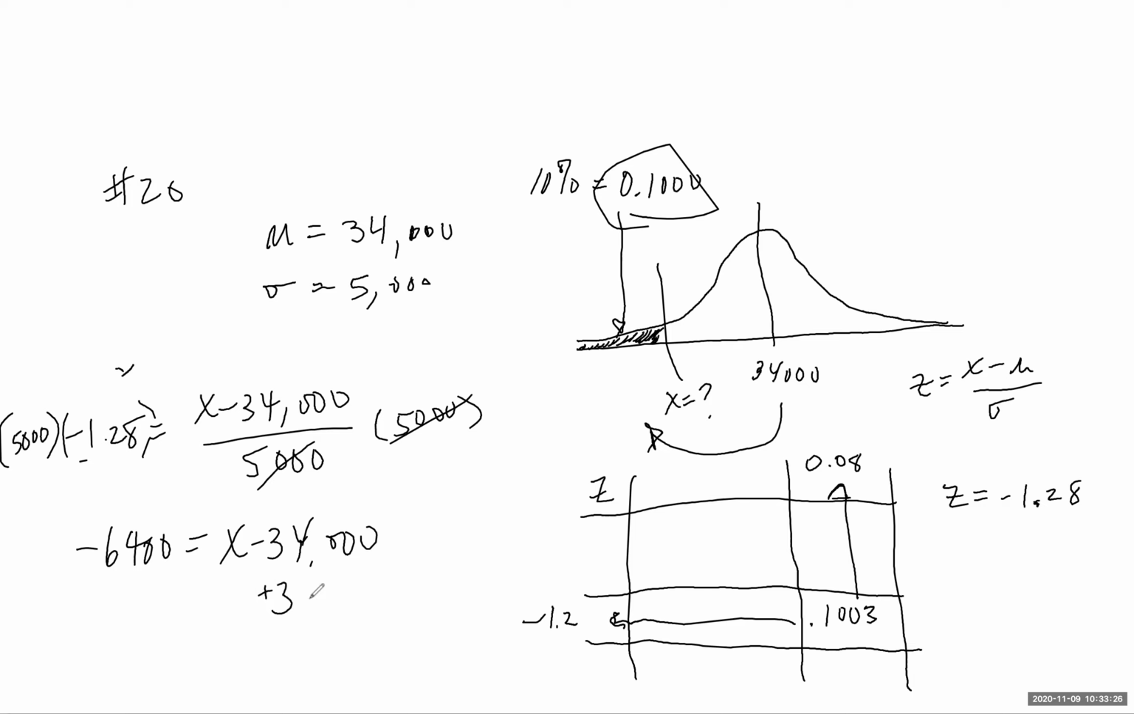I add 34,000 to both sides, and I get X equal to 27,600. So if you are in the bottom 10% of elementary school teachers in pay, your pay is less than 27,600.